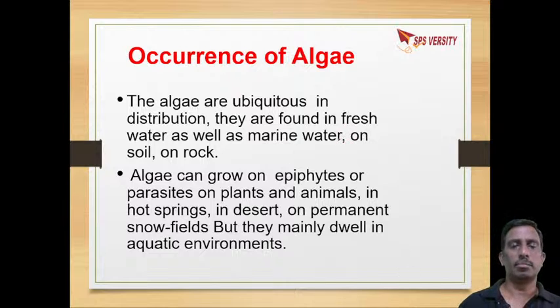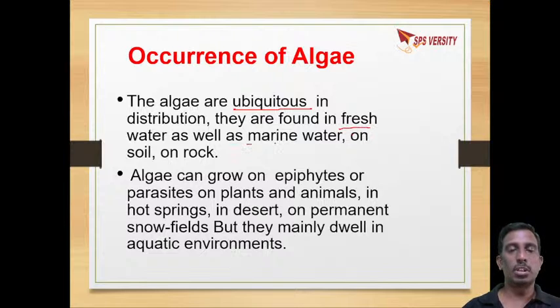Okay. Ye algae, they are present everywhere. Har jagah mein rehta, ubiquitous. They are found in fresh water, marine water, soil, rock. Har jagah mein rehta. That's why it is called ubiquitous. Even few algae grow as epiphytes on other plants, parasites on some plants. Even they can be seen in hot springs, deserts, snowfields. And mostly they are found in aquatic environment.